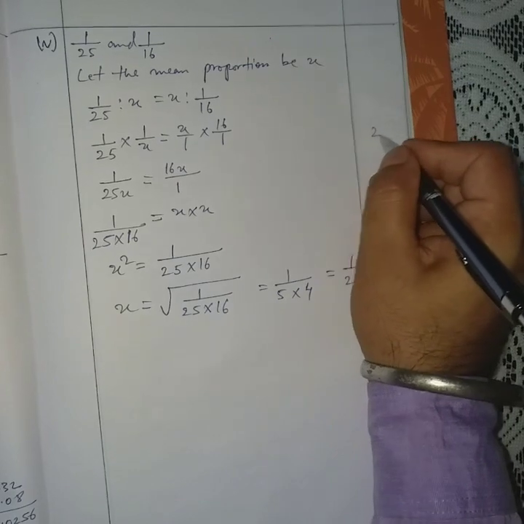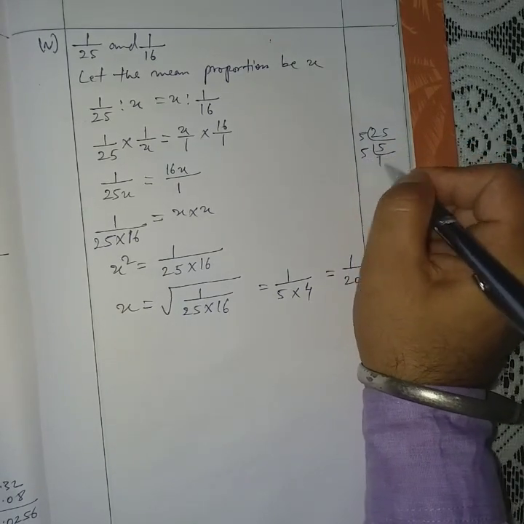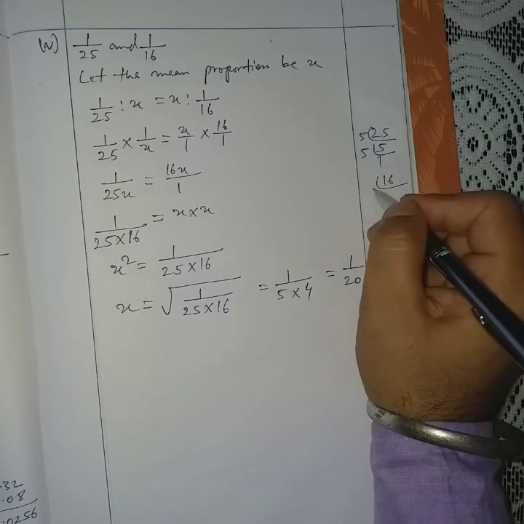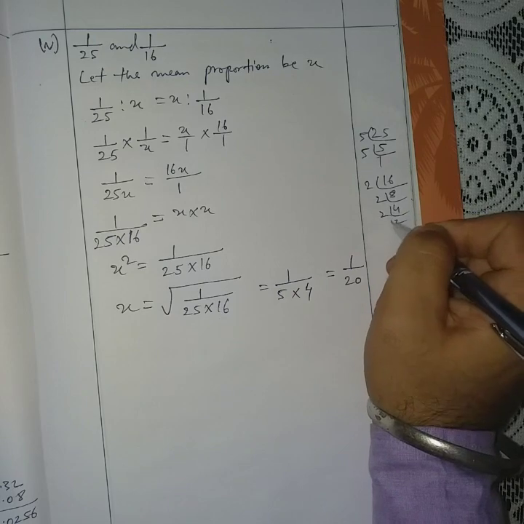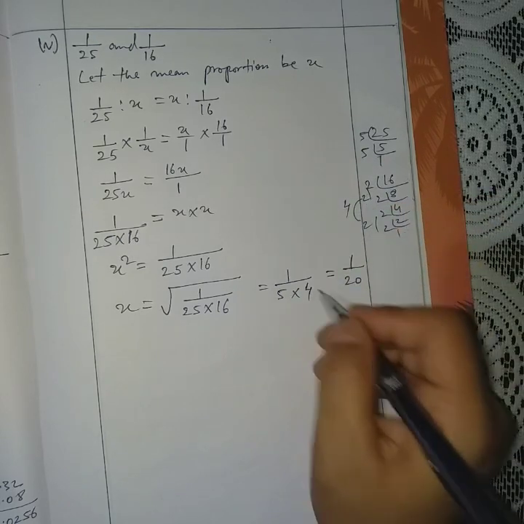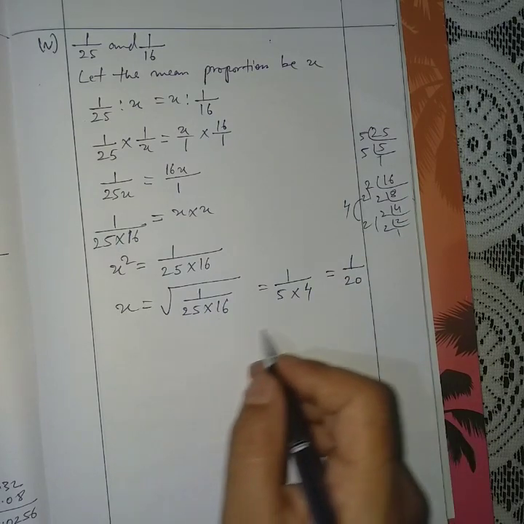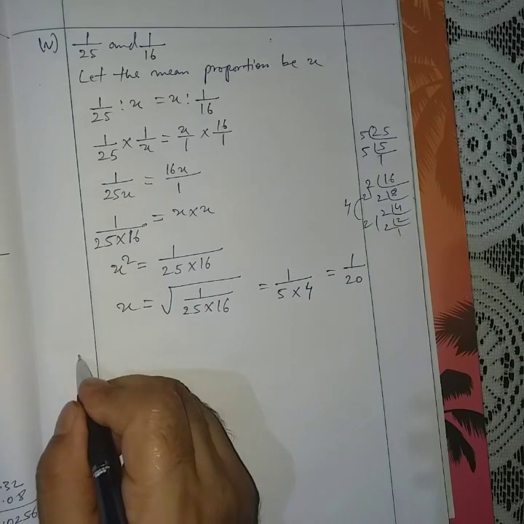The square root you just find out here. 5 fives are 25, and 16 also: 2 eights are 16, 2 fours are 8, 2 twos are 4, 2 ones are 2. This one pair, this one pair, 2 twos are 4. 4 is the square root. So here we have completed question number 5. Now we'll go for question number 6.